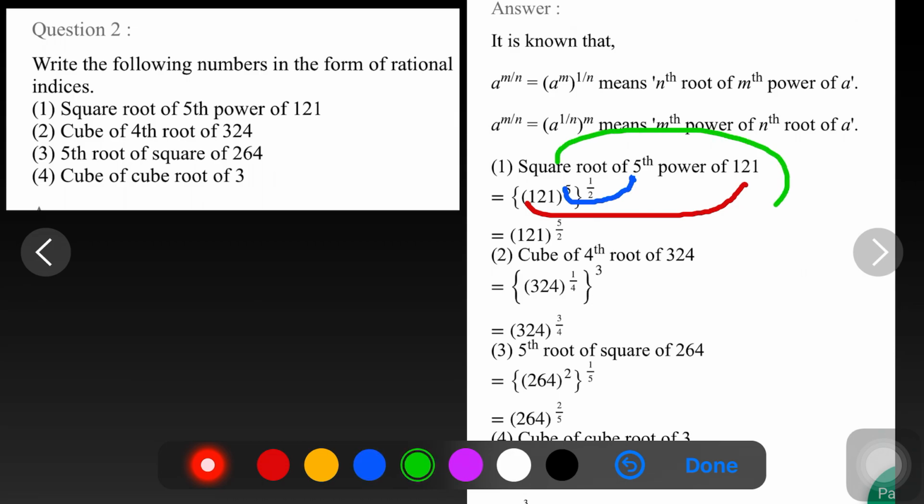In the same way, in the second sum, you can see, students, the last one, 324, will be the base. Then, as you can see, fourth root, so it will come outside: 1 upon 4, curly bracket, and then 3, that is cube. Third one, fifth root of square of 264. 264 will be the base, then square. Square will come inside, and then fifth will come as 1 upon 5 outside the curly bracket. Students, I hope you understood.